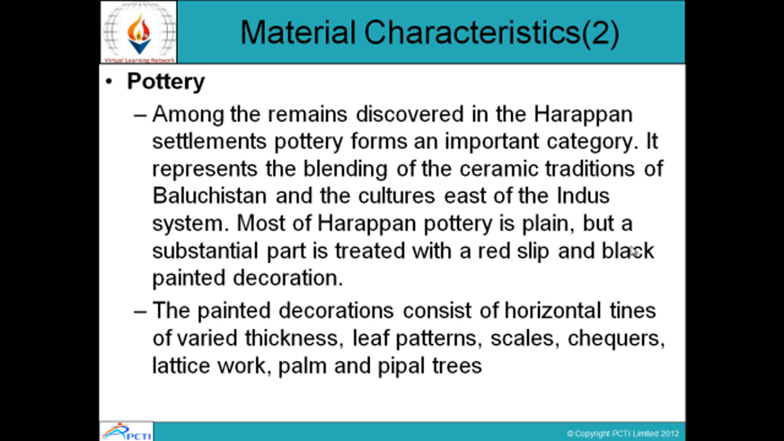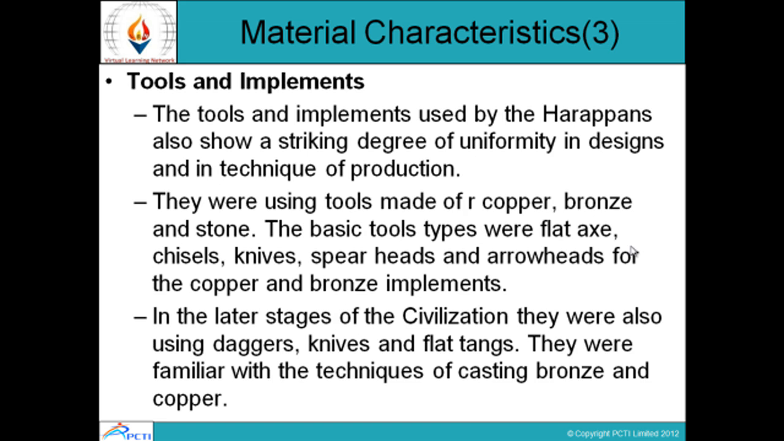The painted decorations consist of horizontal lines of varied thickness, leaf patterns, scales, checkers, lattice work, palm and peepal trees.